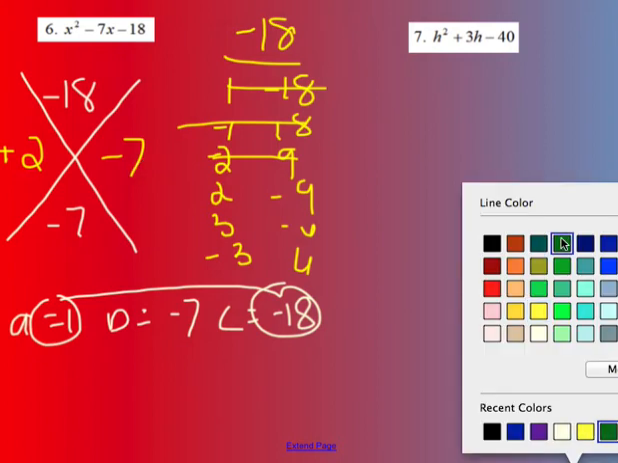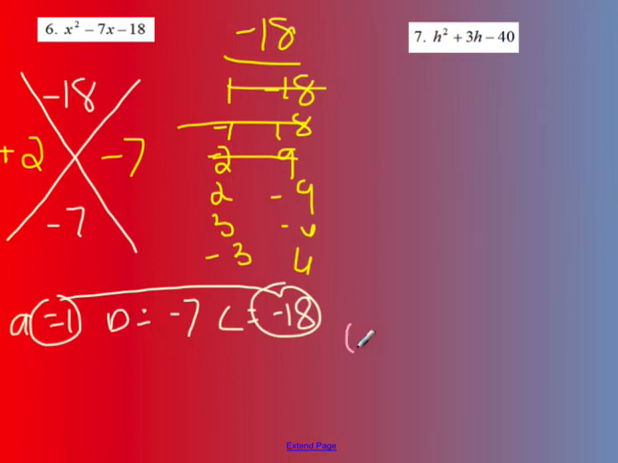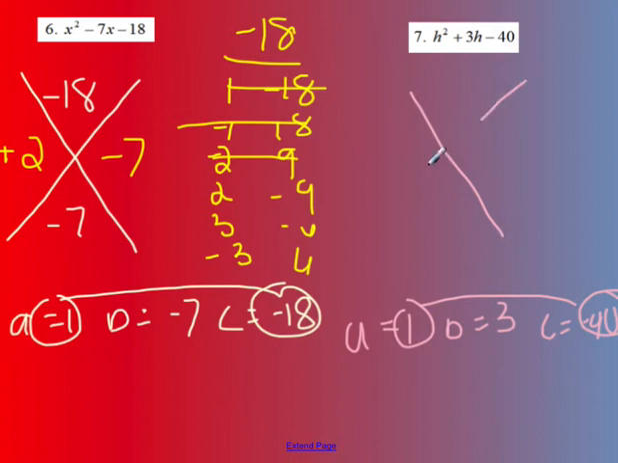All right. Next, let's take a look at this next one. So my a for this one is going to be 1, my b is 3, and my c is negative 40. So now I want to set up my x. I'm going to multiply a times c. So that's going to give me negative 40 at the top of my x, and I'm adding to 3.